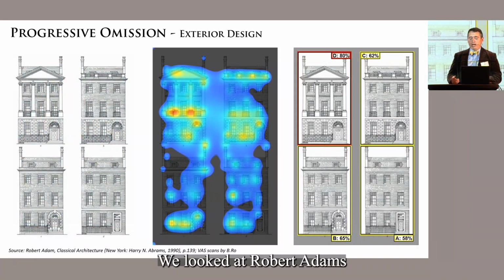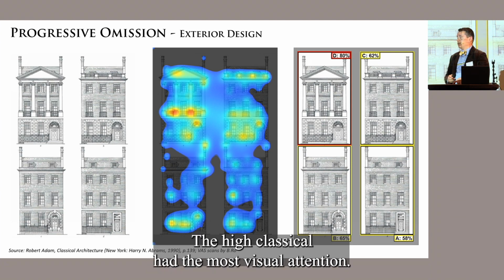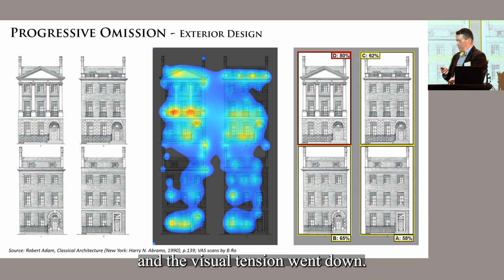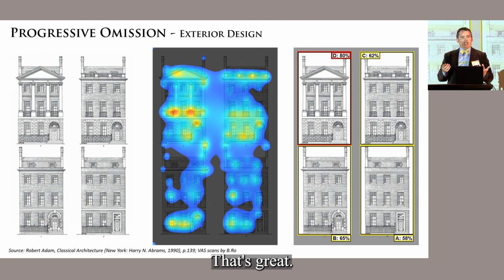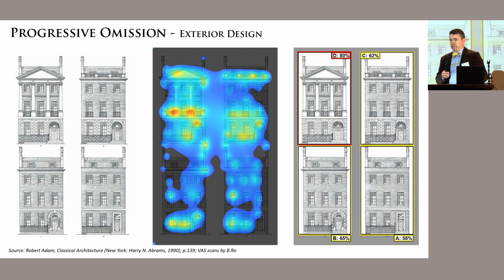We looked at Robert Adams' illustration of progressive omission, and we found a similar thing. The high classical had the most visual attention. You start to strip away the elements, and the visual attention went down. That's great. But what about the experience of the inside of a building?